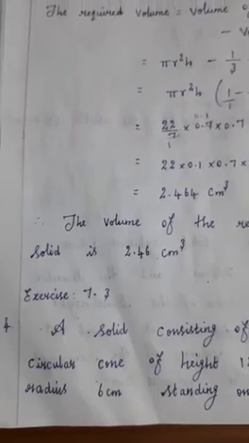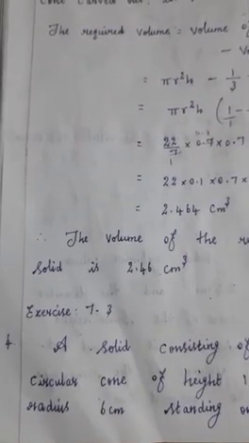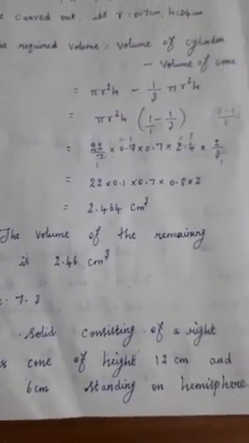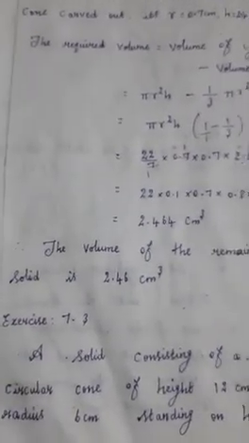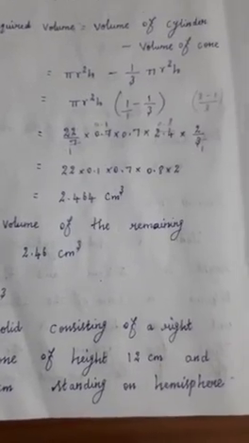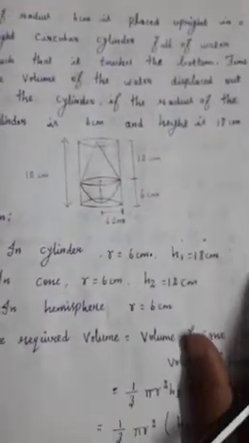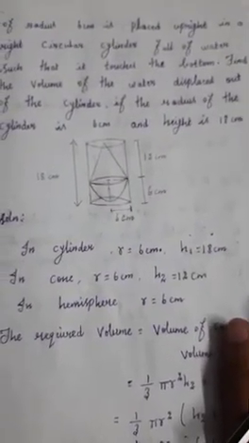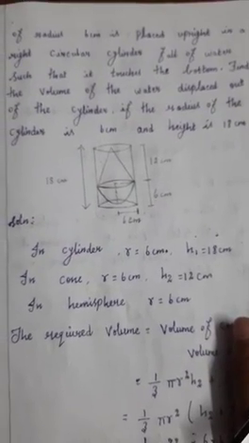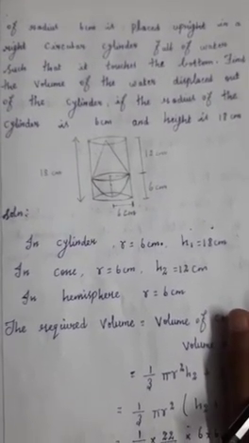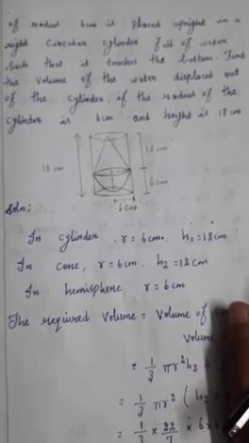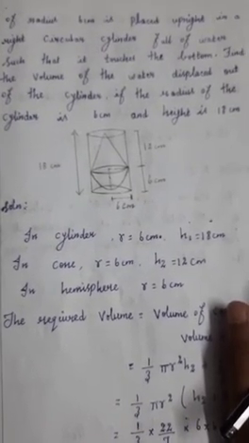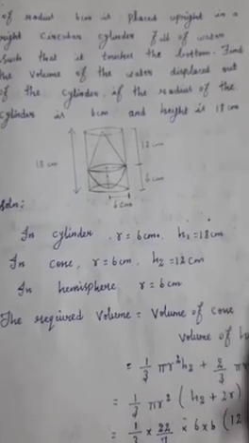Now let us see exercise 7.3, fourth question. Now see the question. A solid consisting of a right circular cone of height 12 cm and radius 6 cm standing on a hemisphere of radius 6 cm is placed upright in a right circular cylinder full of water such that it touches the bottom. Find the volume of the water displaced out of the cylinder if the radius of the cylinder is 6 cm and the height is 18 cm.